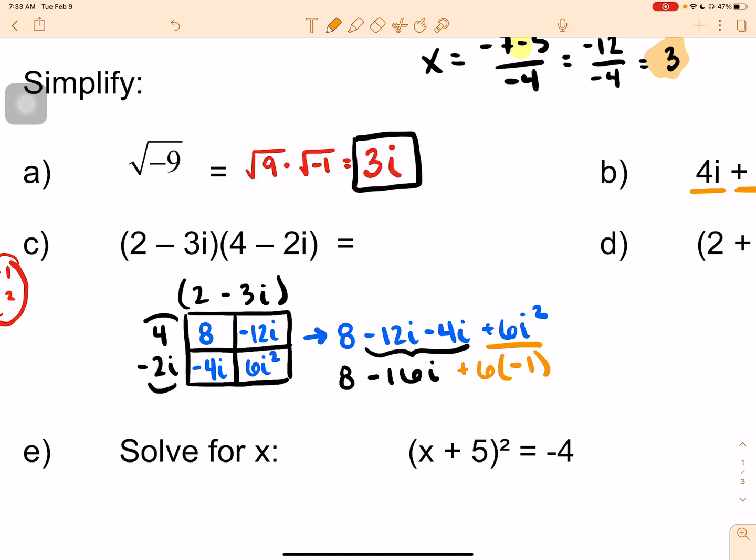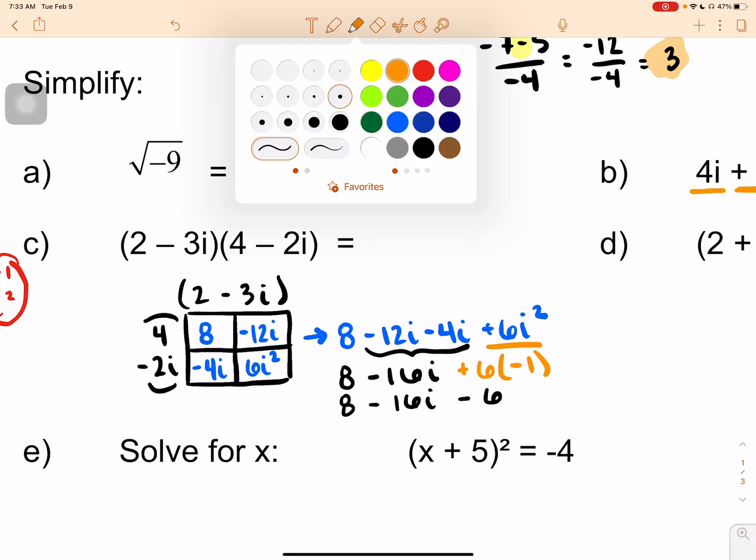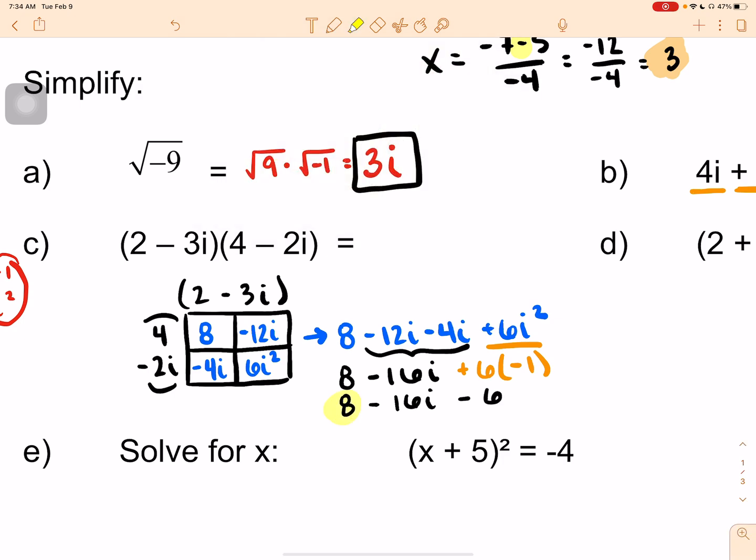So now here, 8 minus 16I. Positive 6 times negative 1 is negative 6. And now we can combine 8 minus 6 because now those two are like terms. So this will be 2. 8 minus 6 is 2 minus 16I. So our final simplified answer is 2 minus 16i.